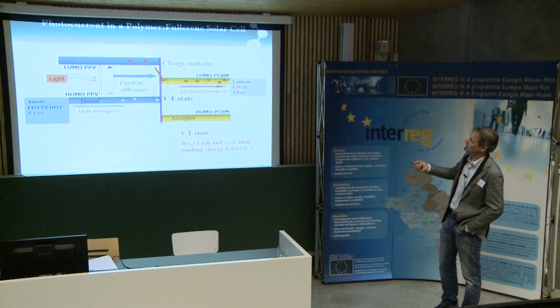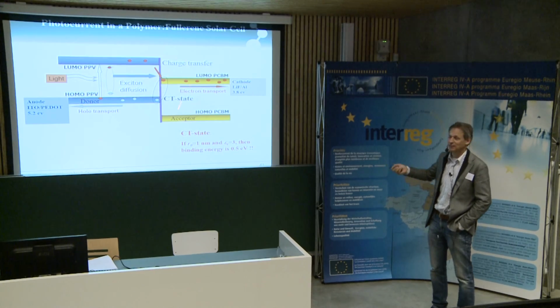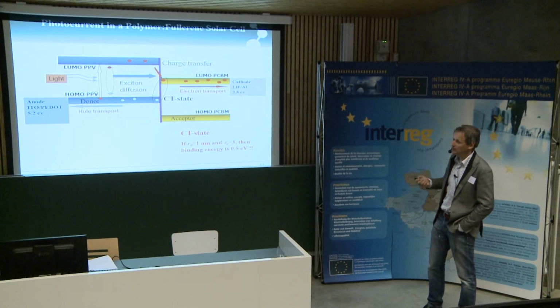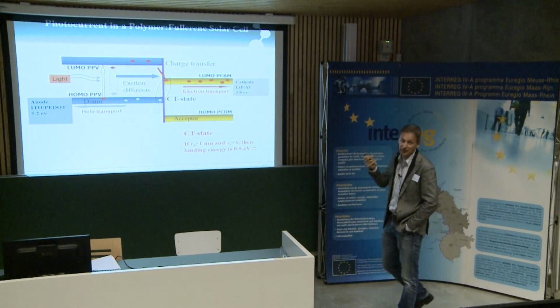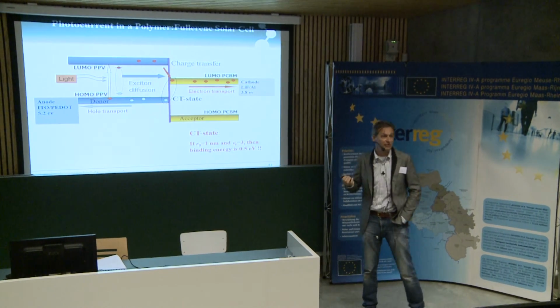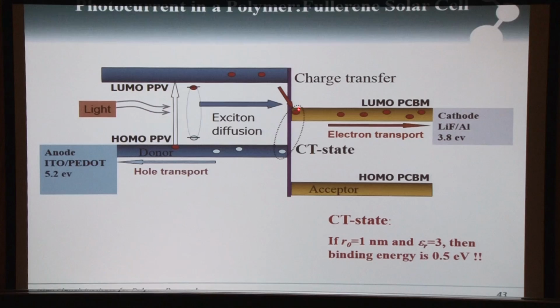So this I don't have to explain, donor and acceptor, electron and hole. The only problem that is still a problem today is that you make this bound state at the interface after the electron is transferred. And there is still a discussion how you break this state up.